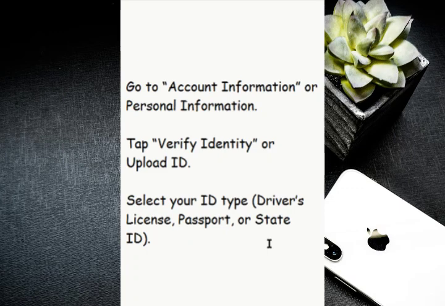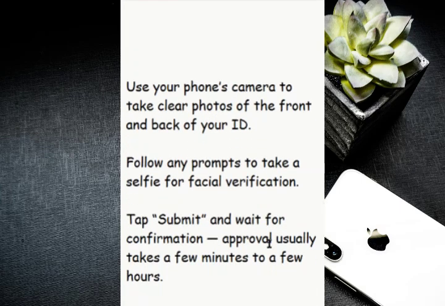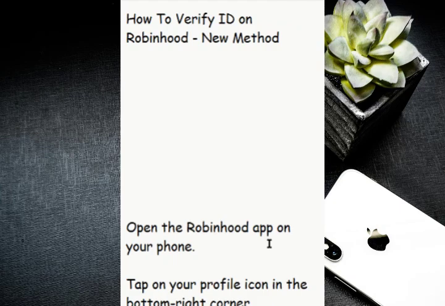Then from there, you have to select your ID type, which could be your driver's license, your passport, or your state ID. Then use your phone camera to take clear photos of the front and back of your ID and follow any prompts to take a selfie for facial verification. When that is done, you have to tap submit and wait for confirmation approval, which usually takes a few minutes to a few hours, depending on the officials at Robinhood, and that's how you can easily verify your ID on Robinhood.